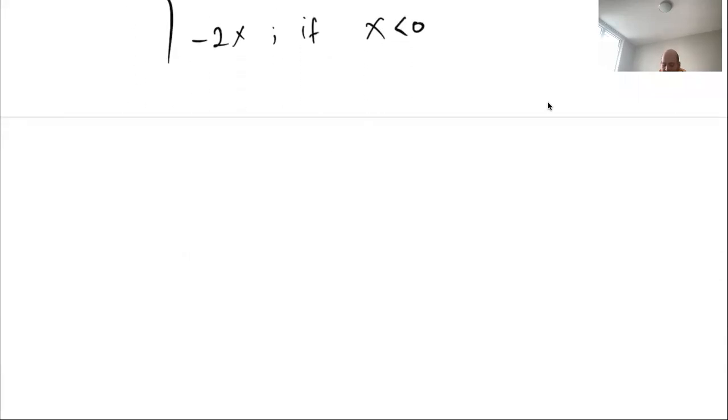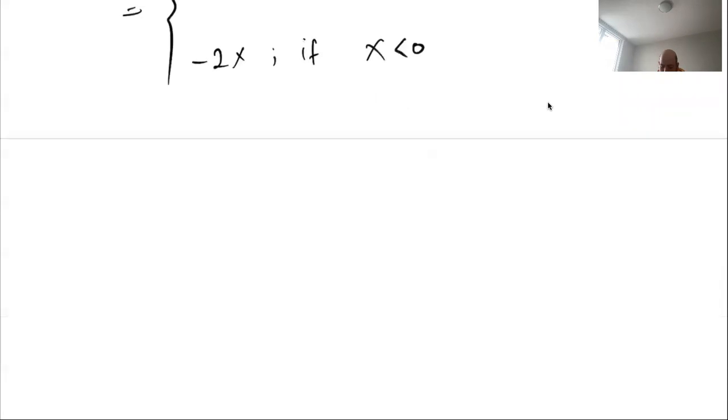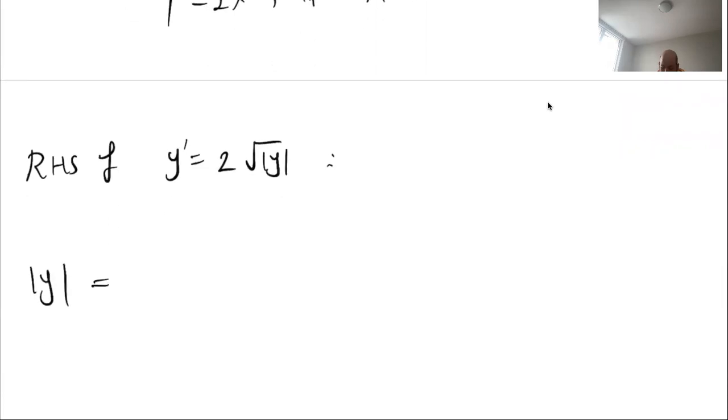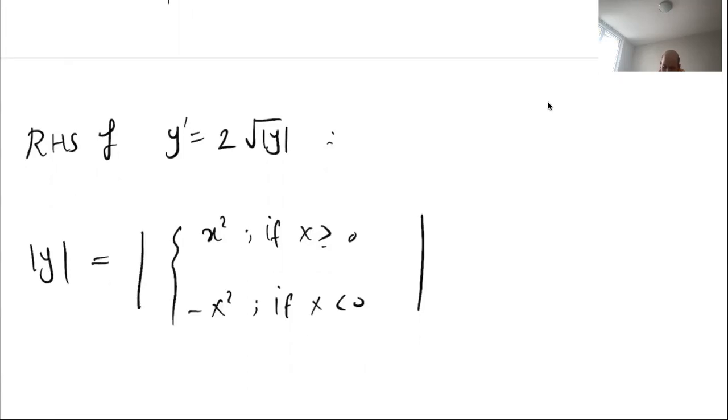All right, so this is for y prime. What about the right-hand side of the equation above? So root of absolute value y. First, let's calculate the absolute value of y. This is the absolute value of this function: x squared if x is bigger than or equal to 0, minus x squared if x is less than 0. Okay, absolute value of this function.